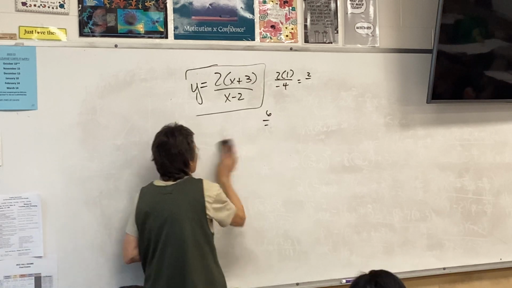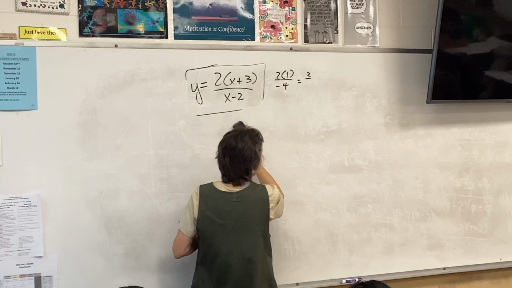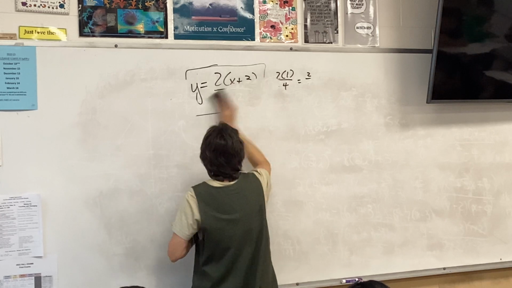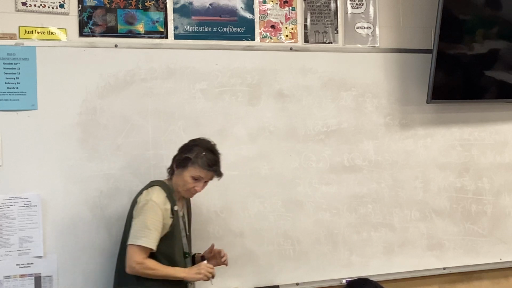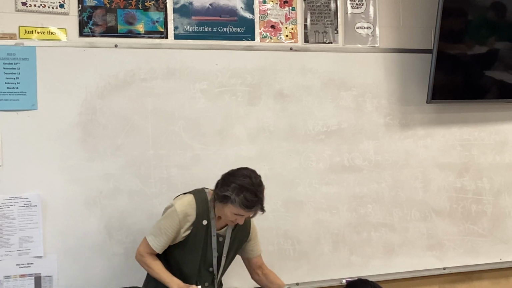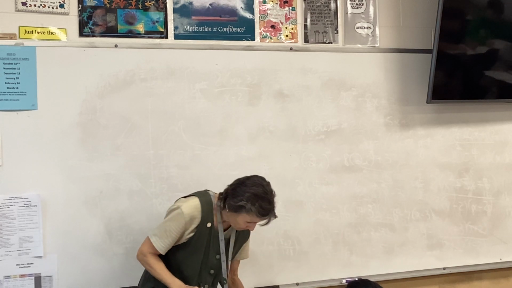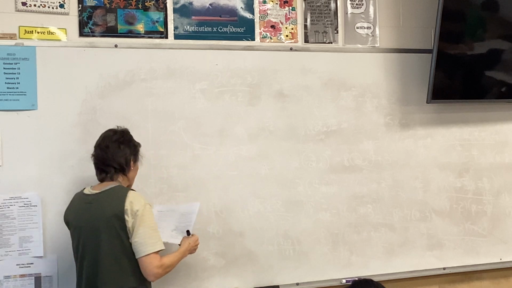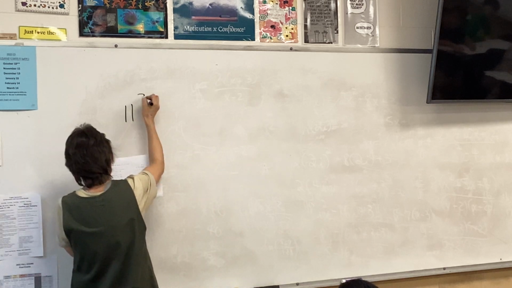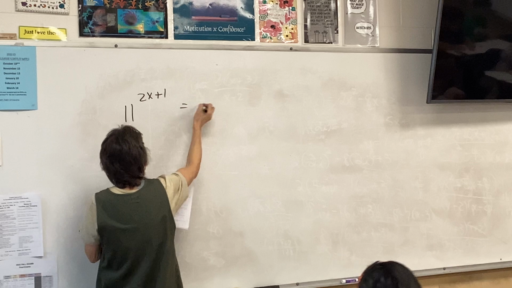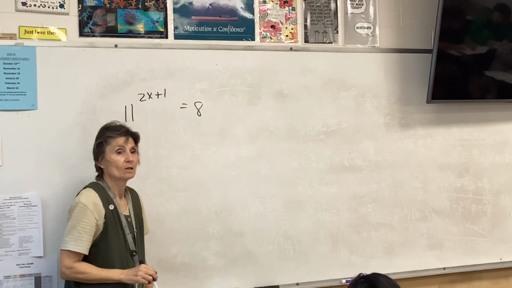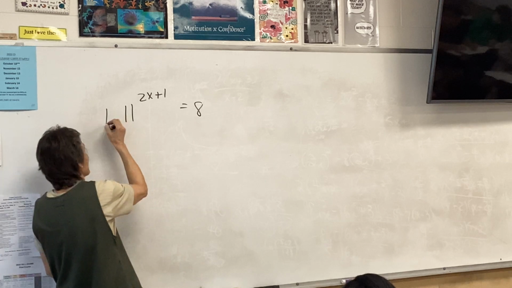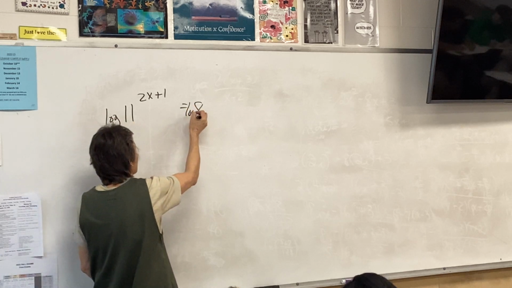Nyla. Yep. So number 8 on the big review sheet. This is a calculator problem. How do we solve it? Log both sides, absolutely. We're going to take the log of both sides.